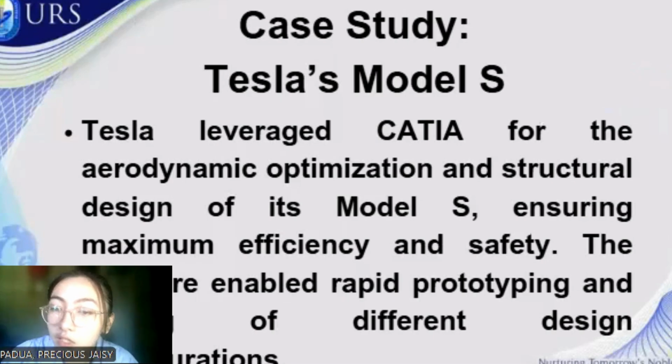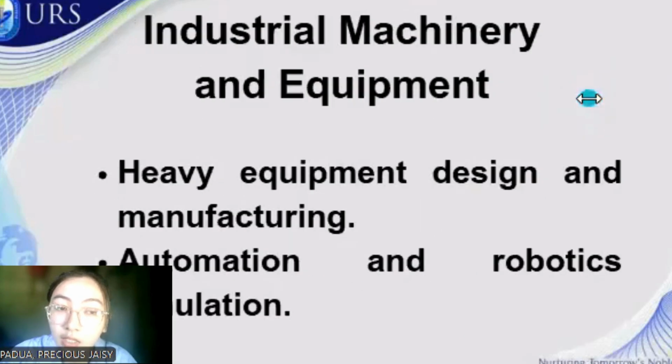The next industry wherein CATIA is used is industrial machinery and equipment. CATIA is used to design heavy machinery and simulate automated manufacturing processes. This helps to improve efficiency, reduce production costs, and optimize design for durability and performance.